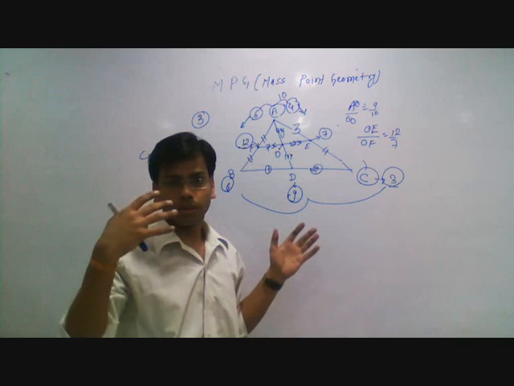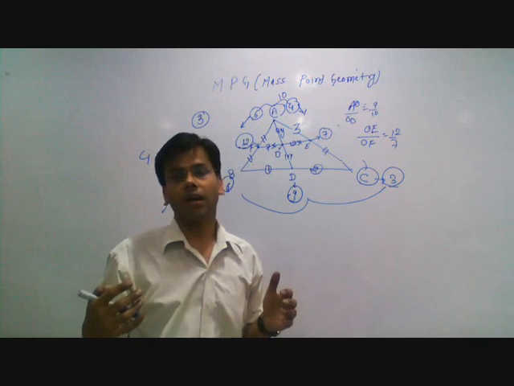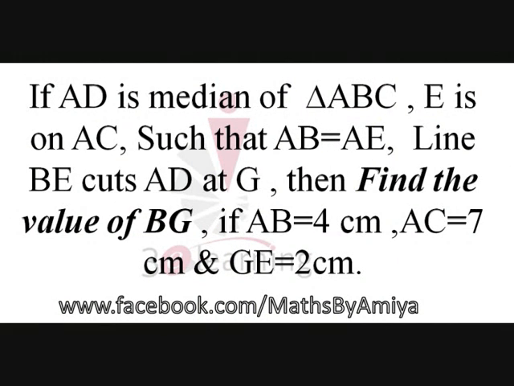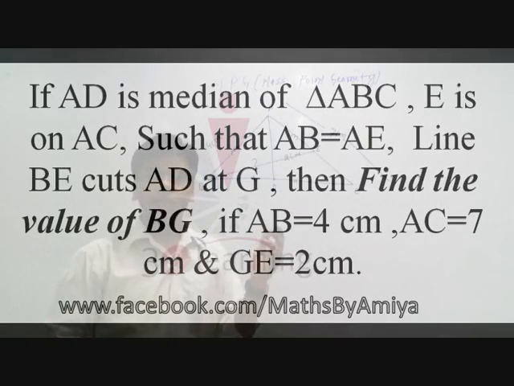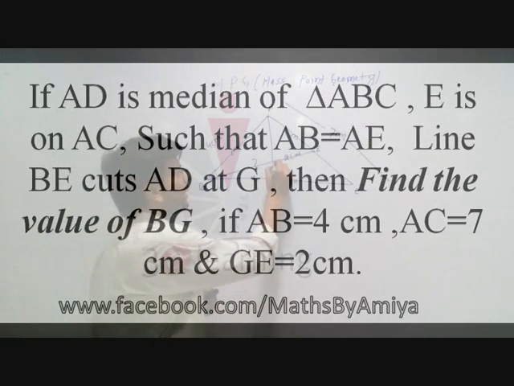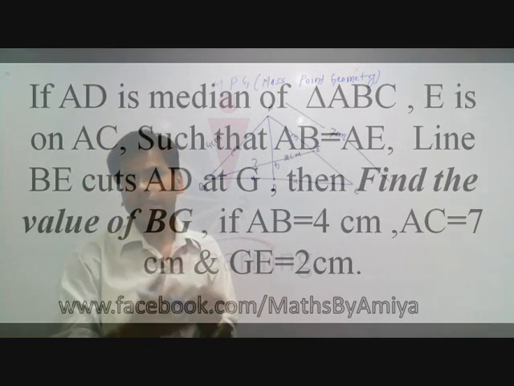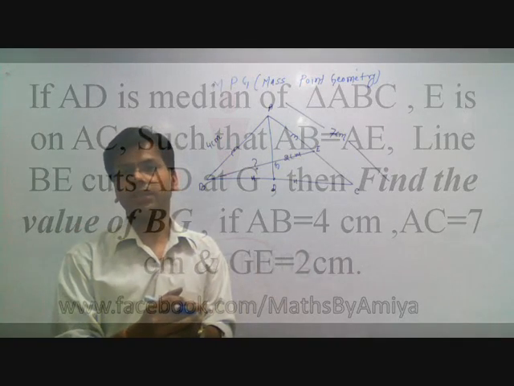Okay, so the question in front of you is question number 1, which we have discussed on our page. You have triangle ABC, side AB is 4, AC is 7, D is a median, and point G is the intersection of AD and BE. You have to find BG if all sides have some relation. So you have your image ready with me.